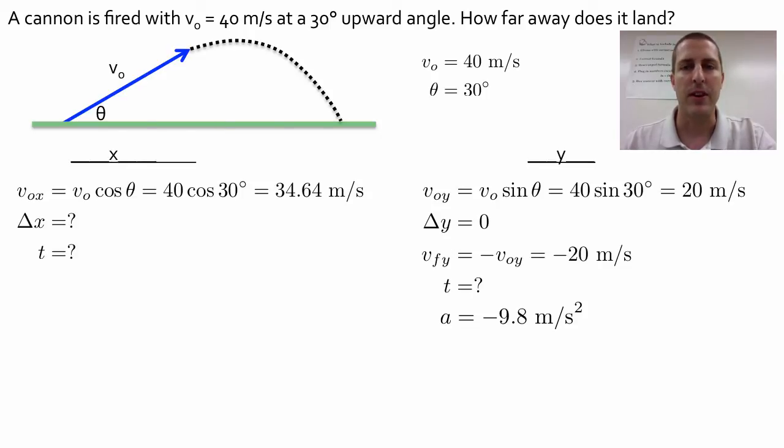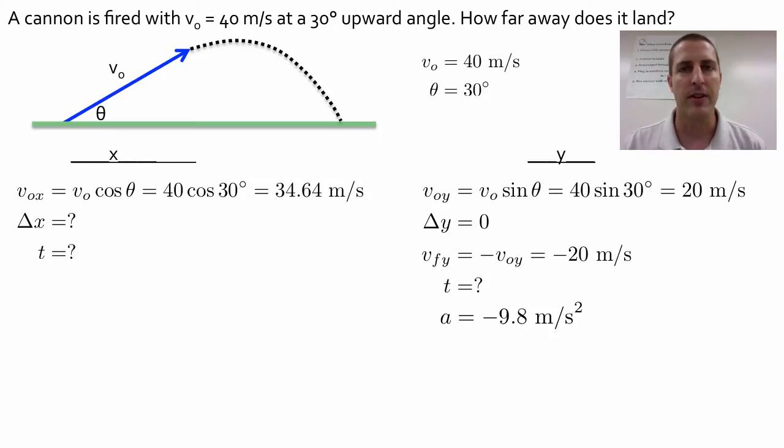We have a few more things here. We can figure out the initial velocity in the y direction. We know that it starts and ends at the same height because it started and ended on level ground, so our change in y displacement is 0. And since it starts and ends on the same height, we can also say that the initial velocity and the final velocity are the same, just opposites. So here we say that v final y is negative v initial y.